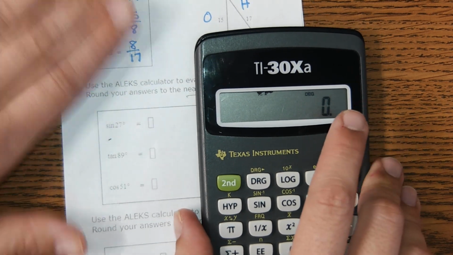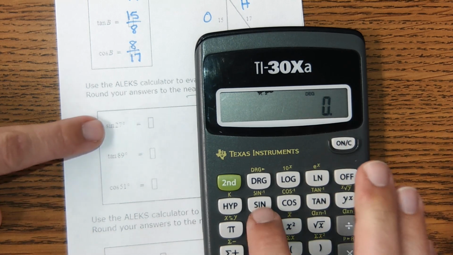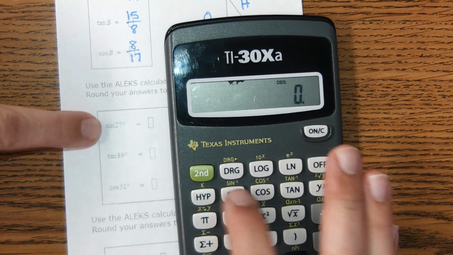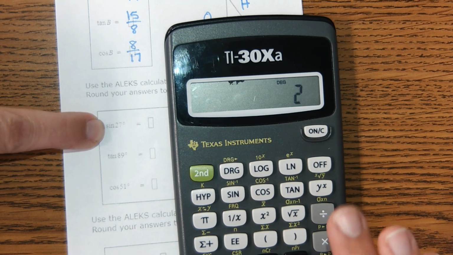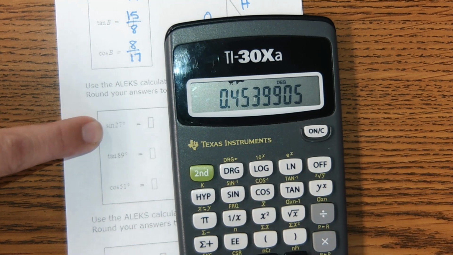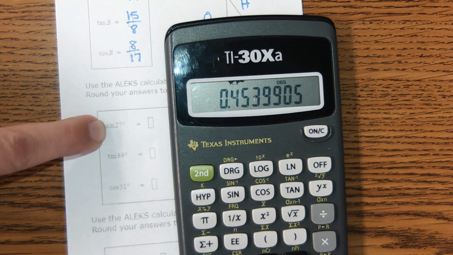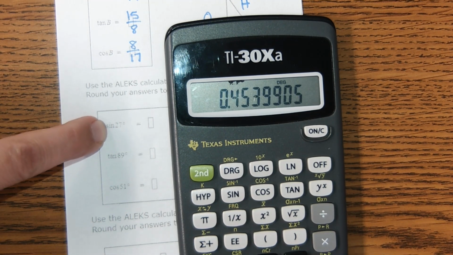So in the calculator, what we're going to do is we're going to start using these buttons. So for sine of 27, you actually have to put that kind of in backwards. You do 27 sine, and that's how you get that answer. So again, I did 27 sine. So practice it in your calculator.